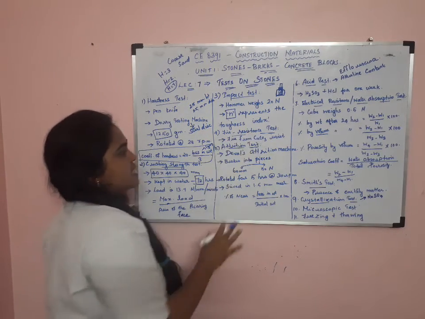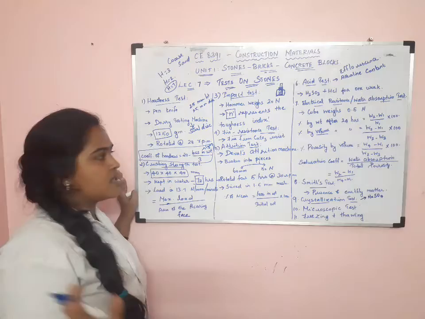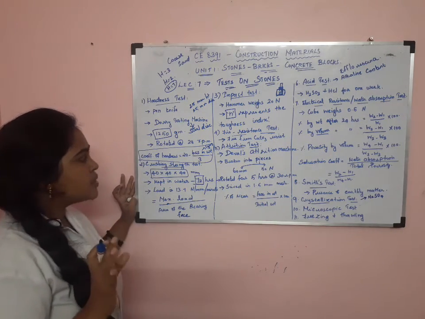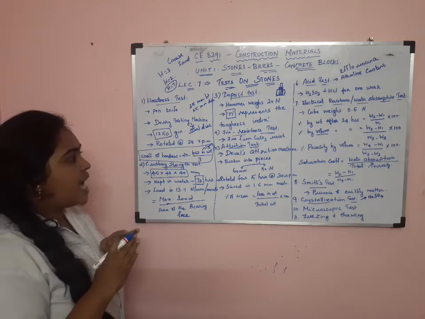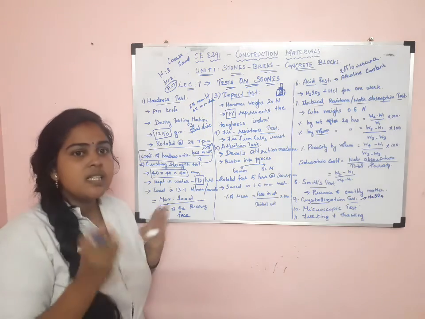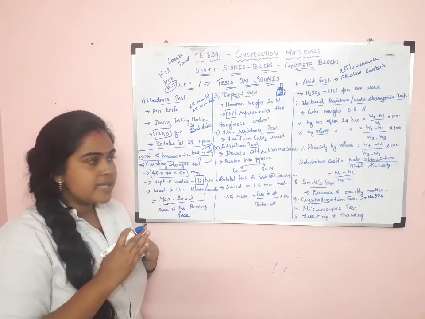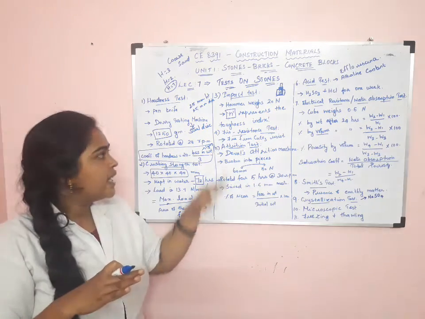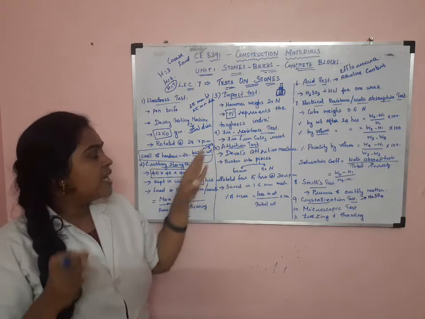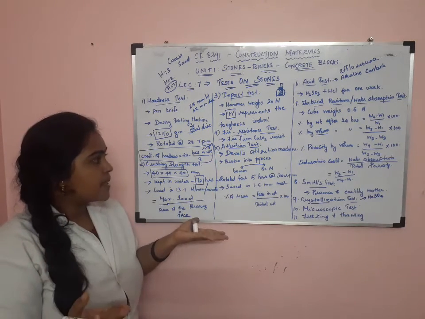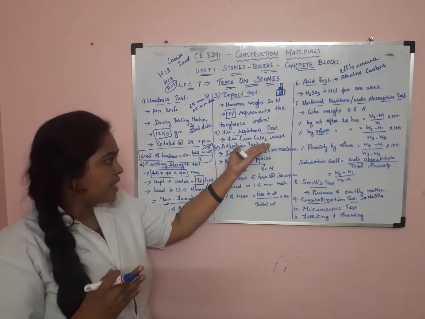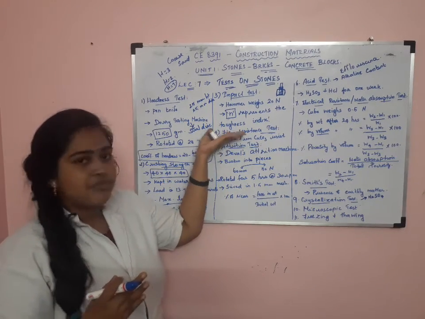So the next test is the fire resistance test. This test is used to find out whether calcium carbonate is present in the stone or not, because if calcium carbonate is present in the stone, it will not resist fire. If the stone is free from calcium carbonate, it resists the fire.